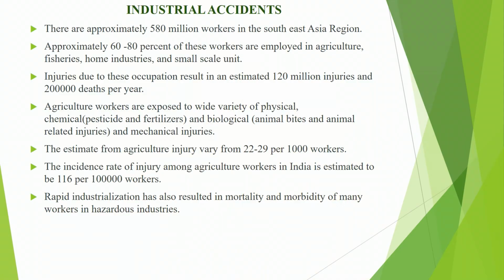Agriculture workers are exposed to a wide variety of physical, chemical, such as pesticides and fertilizers, and biological hazards, that is animal bites and animal-related injuries, and mechanical injuries. The estimate for agriculture injury varies from 22 to 29% per 1,000 workers. The incidence rate of injury among agriculture workers in India is estimated at 116 per 1 lakh workers.